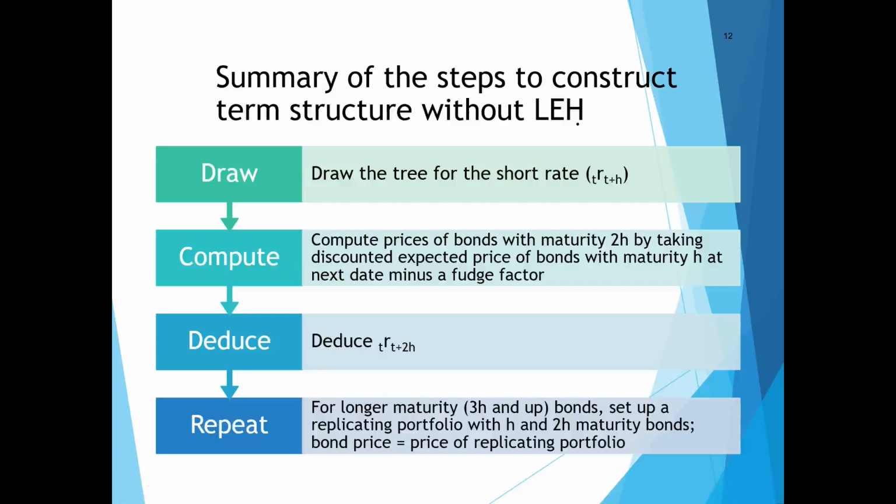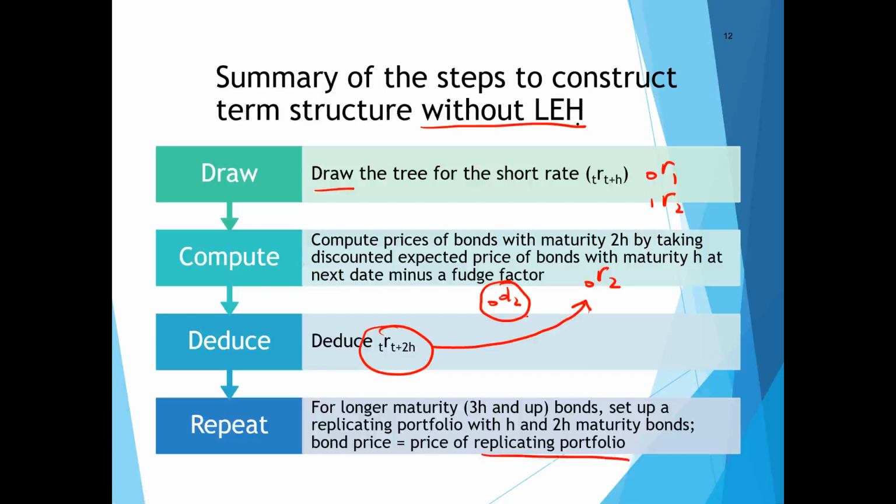So the steps that we follow when we don't have local expectation hypotheses are very similar to the ones before. First, we draw the tree for the short rate, like the 0R1, 1R2, and so on. In the second step, we deduce all the discount factors by taking the discounted expected payoff, and then we deduce the zero rates for the two-year rates from these discount factors. Finally, we repeat the steps, but now we are going to use the replicating portfolio, where we equal the up and down scenarios to get the price of like 0D3 and 0D4, and then as we will see in other examples like the 1D4 and 1D5 and so on.